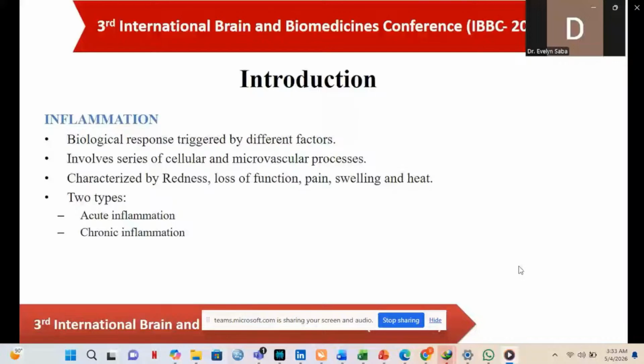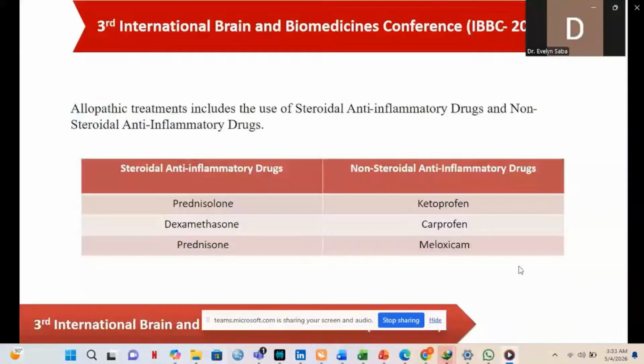So for the treatment of inflammation, normally there are 2 sets of drugs which are mostly used. That is steroidal anti-inflammatory drugs that are called SAIDs, and non-steroidal anti-inflammatory drugs that are called NSAIDs. And here in the table you can see that there are different sets of drugs which are actually available for the treatment of inflammation.